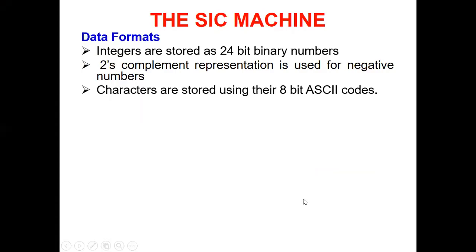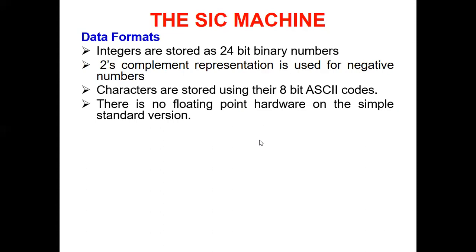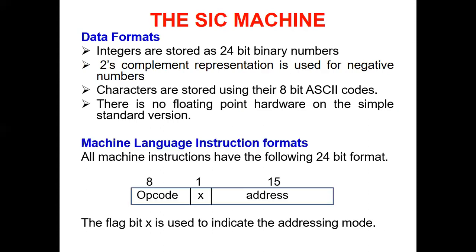Okay. So I was saying that if it is a character, it will be stored using 8 bits. So you have to note that when it is an integer, it is stored as a word. Every integer consumes 3 bytes. But if it is a character, it will take only 1 byte, that is 8 bits, and it will use the ASCII codes, okay? So the simple SIC hardware does not handle floating point numbers. It handles only integers and characters, okay?